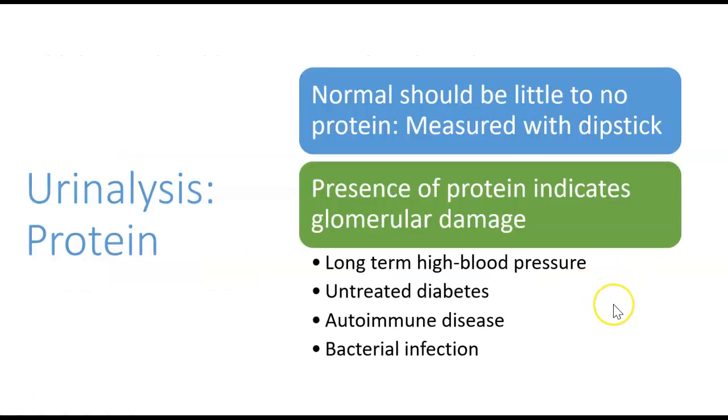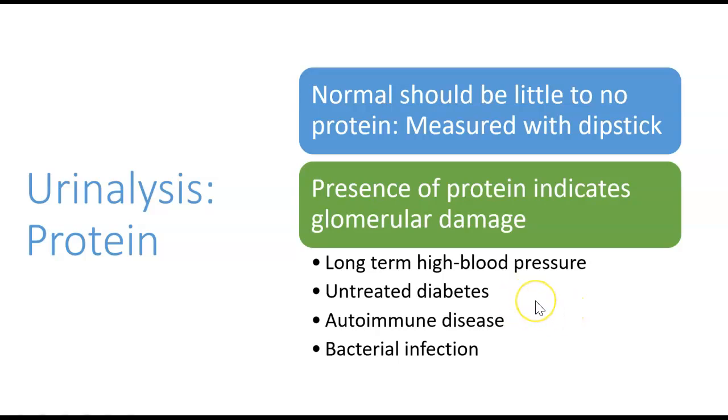Next, proteins. There should be little or no proteins, again, measured with the dipstick. Remember, in the glomerulus, we do not pull proteins out. So proteins are never filtered out of the blood. So we should not see any proteins in our urine. The presence of protein can indicate that your glomerulus has been damaged because, for whatever reason, it's allowing proteins to be in the filtrate.